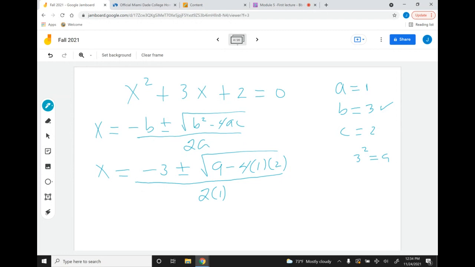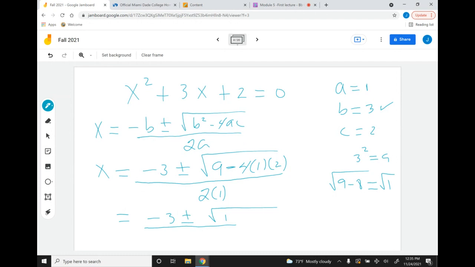So notice that I'm just replacing all the variables there, okay? So in this case, it's A, B, and C. So now I keep computing. Don't forget the plus or minus. Let's do the inside of the square root. In other words, let's do this discriminant. 9 minus 4 times 1 is 4, times 2 is 8. So inside the square root, I'm going to have 9 minus 8, which is 1, divided by 2 times 1, which is 2.